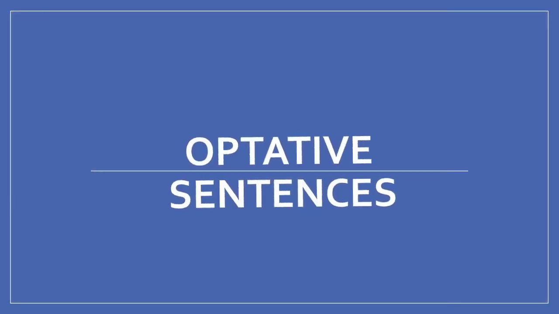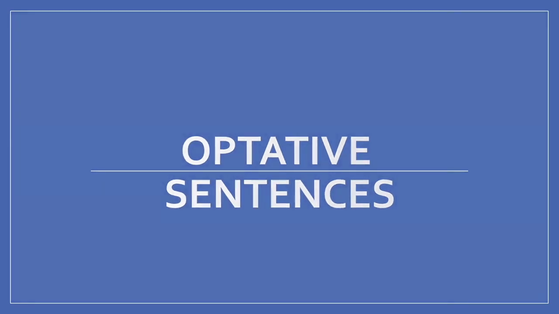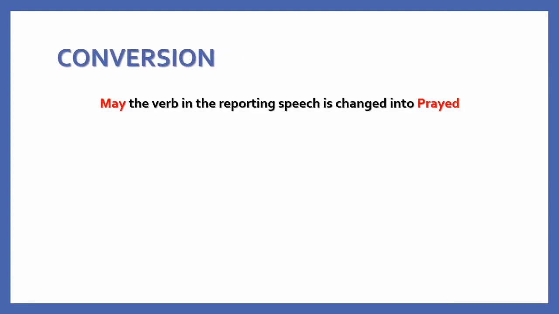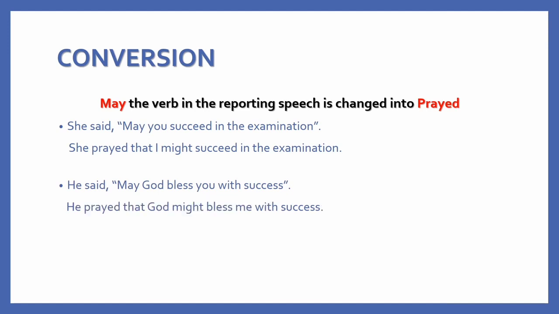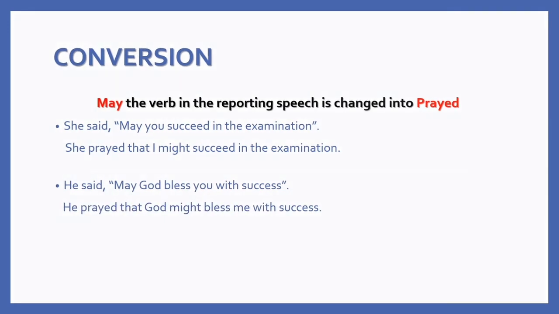Now, the optative sentences. These sentences mainly contain a wish and generally start with the word may. To convert the optative sentence into indirect speech, the word may in the reporting speech is changed into pray. Let's look at an example. She said, "May you succeed in the examination." She prayed that I might succeed in the examination. He said, "May God bless you with success." He prayed that God might bless me with success.